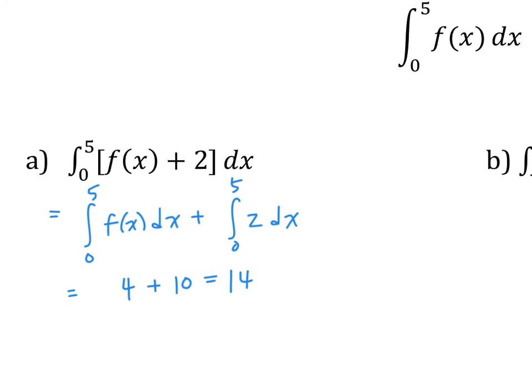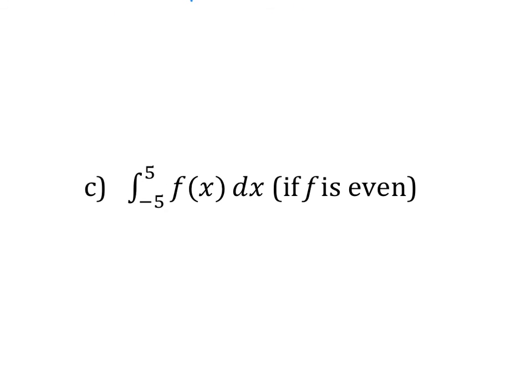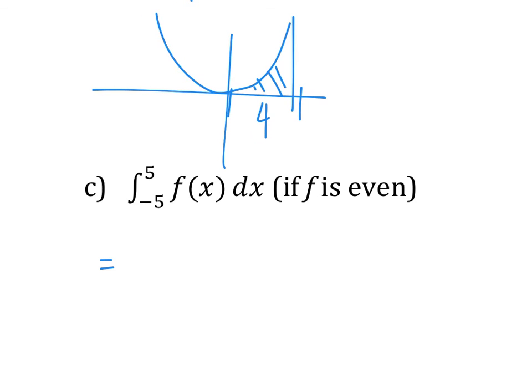Okay. All right, let's try a different one. If f is even, what does even mean? Not odd. Left-hand side is the same as right-hand side, like mirrored, like a parabola. So what would this be? The area from here to here is 4, so it's 8, because it's double. Because it tells you it's symmetrical, right?